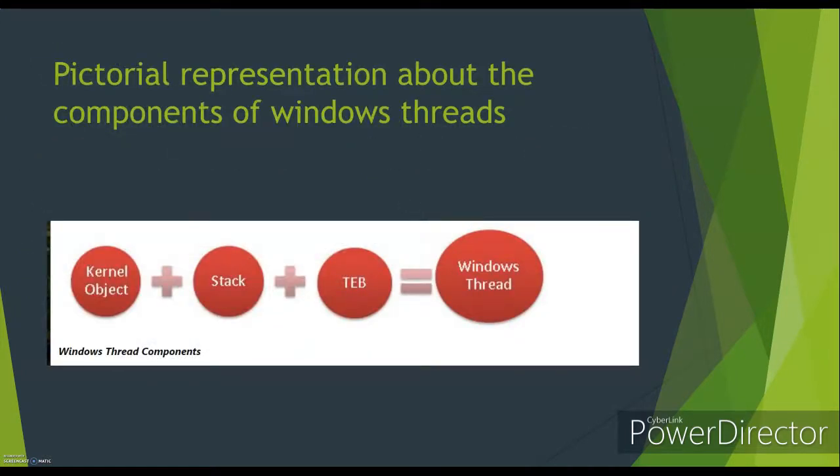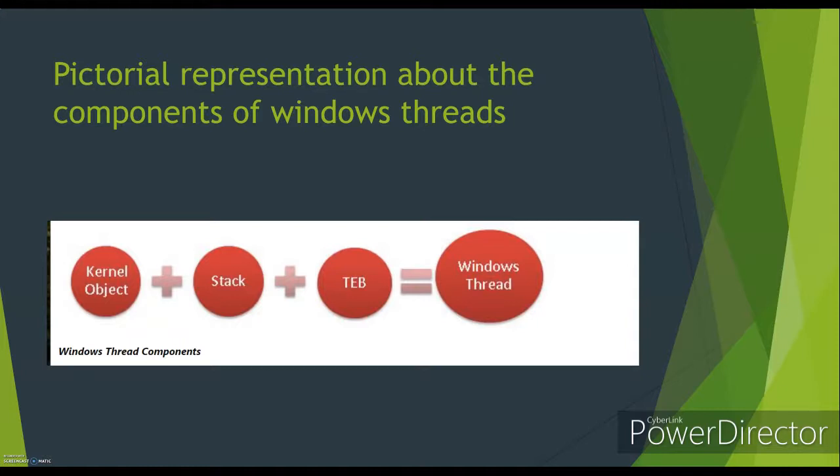So in this pictorial representation, I would first describe the kernel object. The kernel basically has to deal with numerous files, threads, and processes, and in order to do so, it uses kernel data structures. These kernel data structures in general language are known as kernel objects.